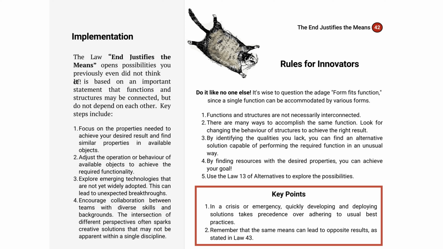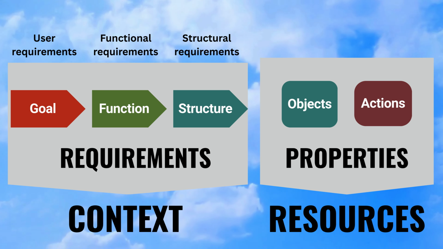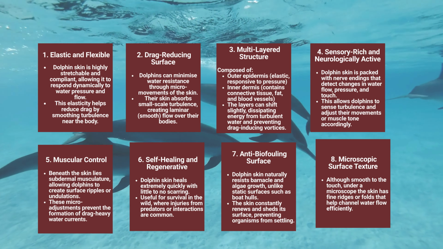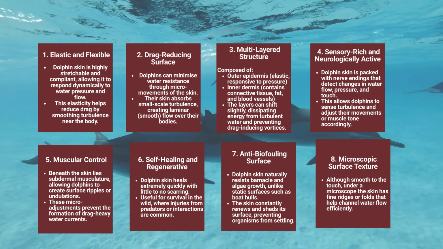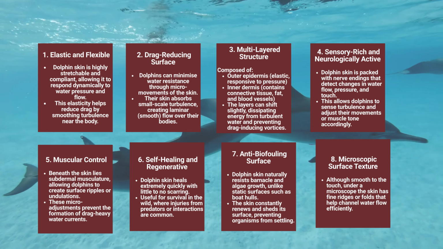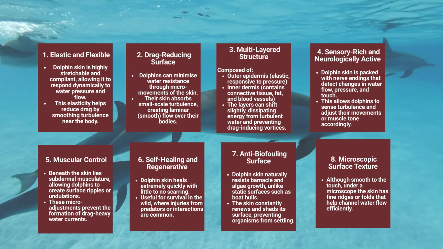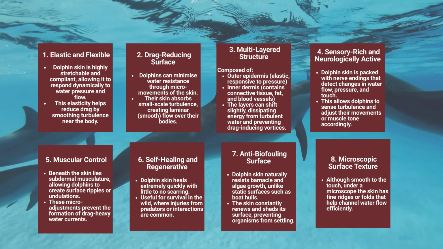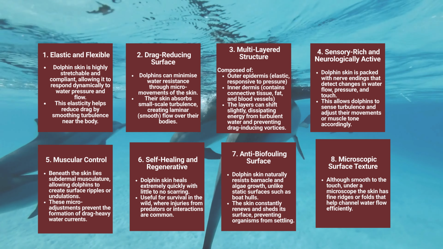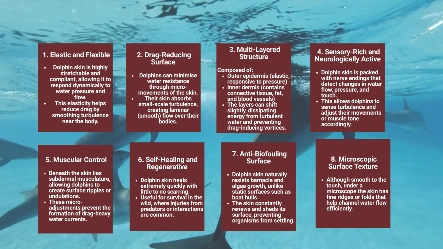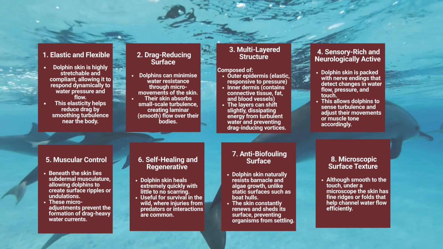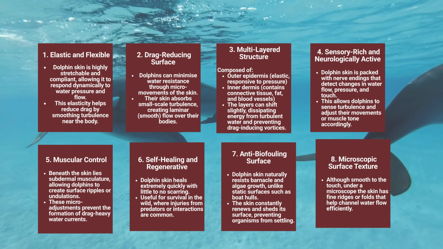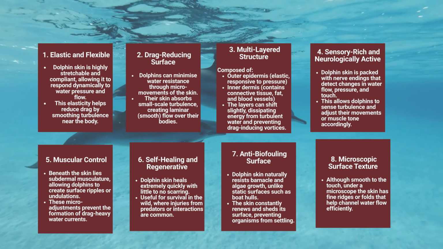So what's the better approach? Think in properties. What properties make dolphin skin so effective? It's elastic, flexible, layered, each layer doing something different. The outer layer bends under pressure, the inner layer pushes back, creating a perfect hydrodynamic balance. Dolphin skin doesn't just sit there, it responds in real time, and engineers are catching on.